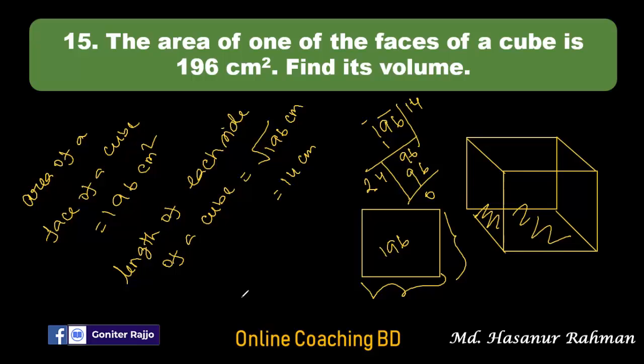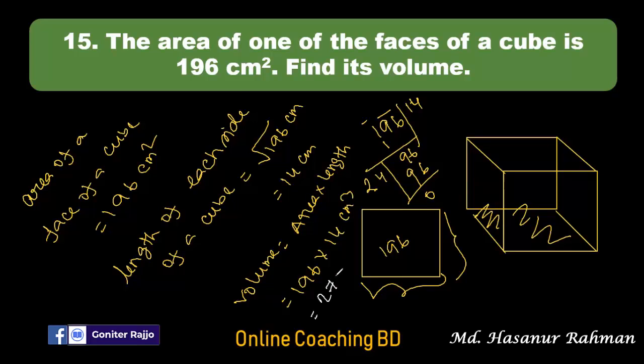Now we have to find out the volume. So what is the rule of the volume? Volume is equal to area multiplied by length, because here length and height or breadth, everything is same. Why? Because this is a cube. So here area 196 multiplied by 14 centimeter cube. So answer should be 2744 centimeter cube. And that is the solution of exercise 10A.